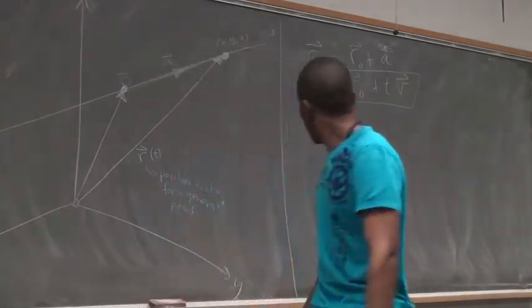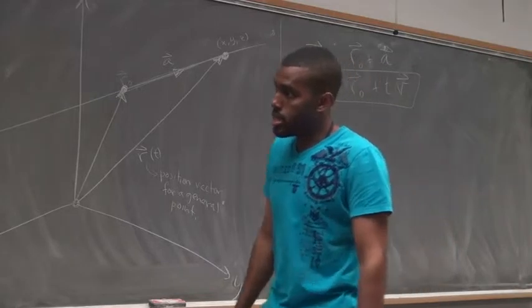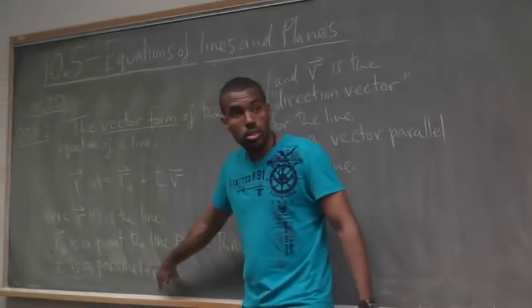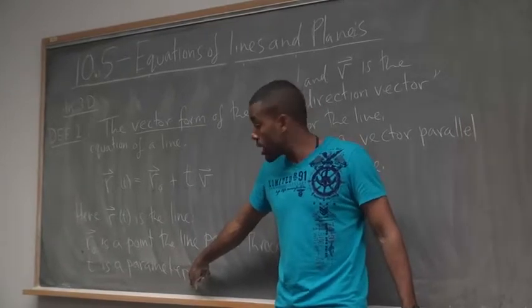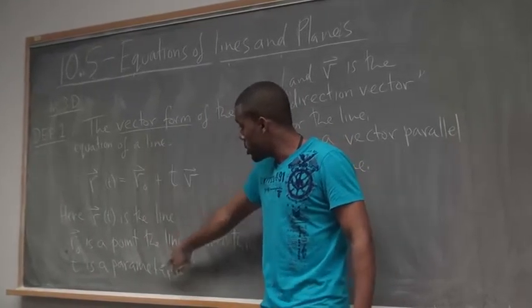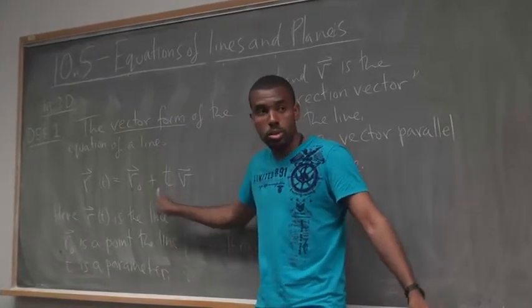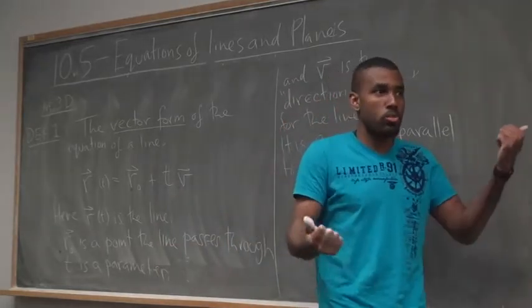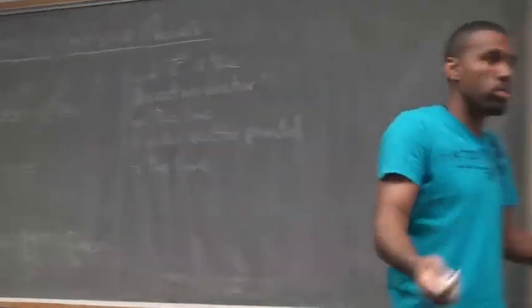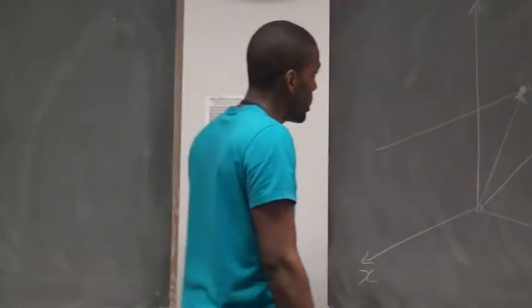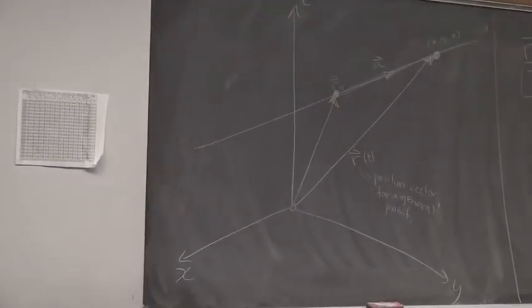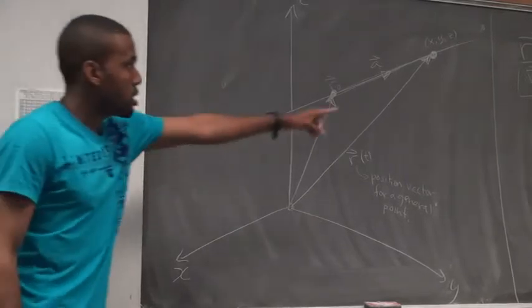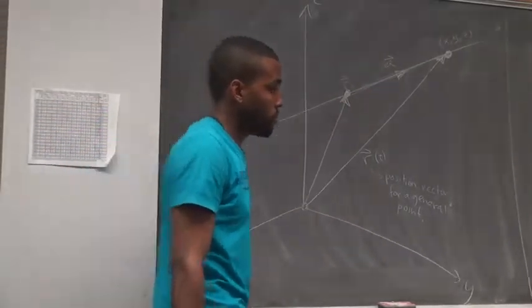And one thing you're going to realize here is that the number of parameters you have actually tells you the dimension of the object that you're looking at. Here for a line, you only have 1 parameter. Only t is a parameter. If you were talking about planes, you'd have 2 parameters. If you're talking about solid objects, there'd be 3 parameters, and so on. But this is how we think of a line in 3 dimensions: it's something that has a parameter t and that vector equation.